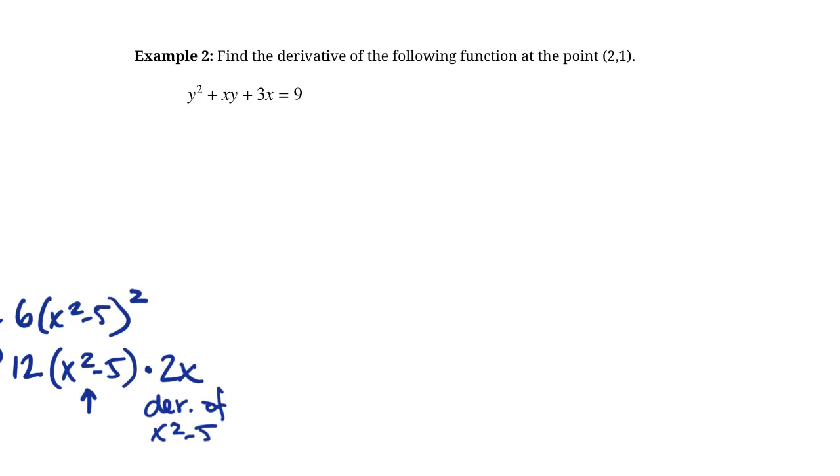So I want you to try example 2 by yourself. It says find the derivative of the following function at the point 2, 1. And I actually should tell you, find the derivative of the following function in terms of x. We could actually find the derivative in terms of y as well. But when we're talking about the derivative, usually we're looking at how y changes with respect to x, right? We're looking for the slope of a line, which is usually a rise over run. If we find the derivative of y, we'd be essentially finding the run over the rise, which isn't useful to us at this time. So let's take the derivative of this.